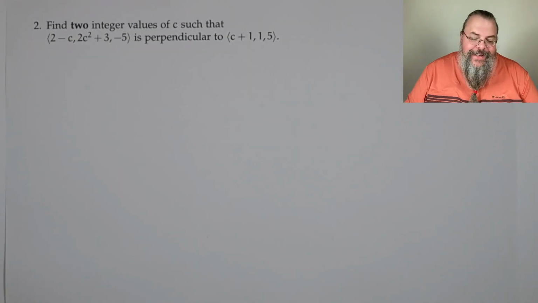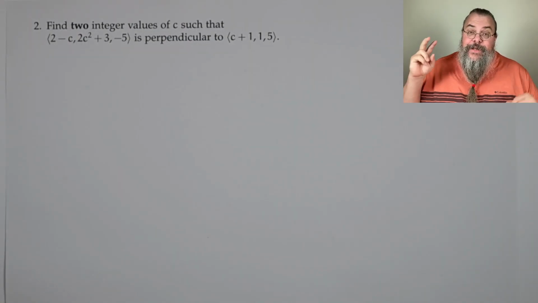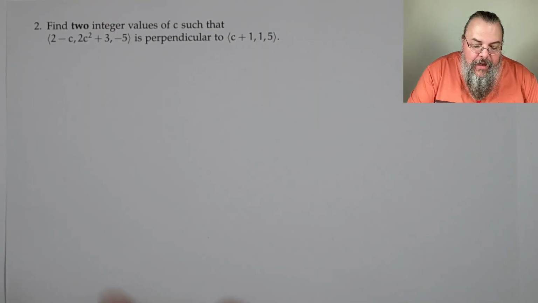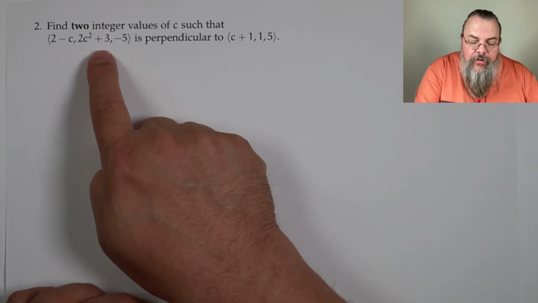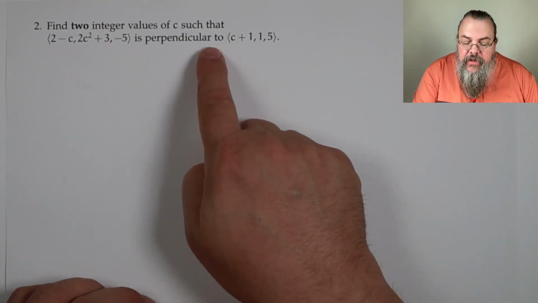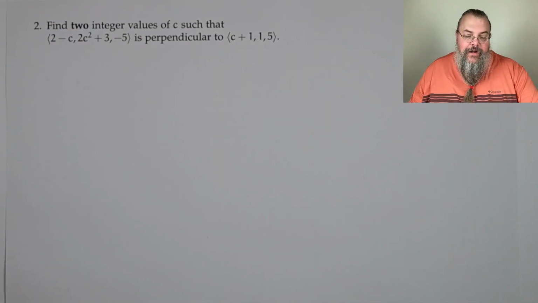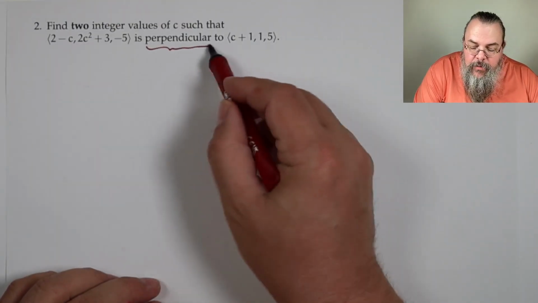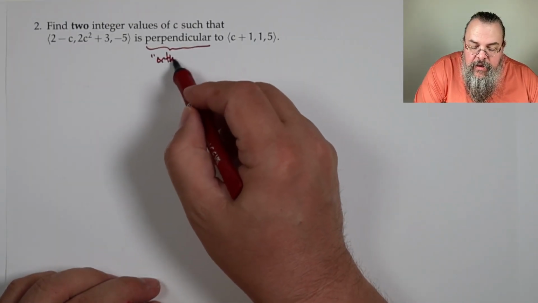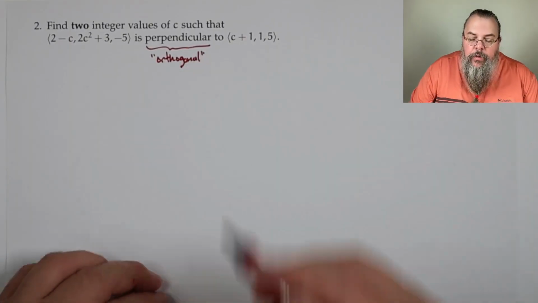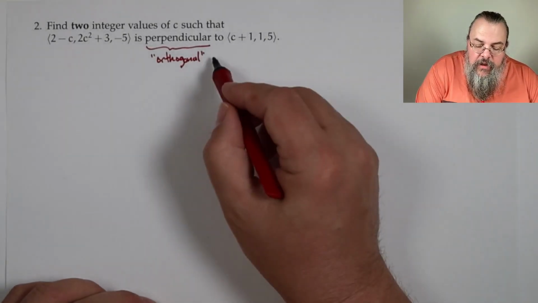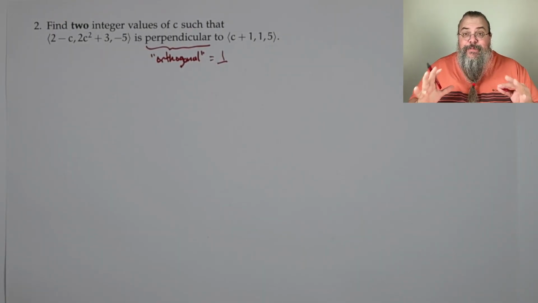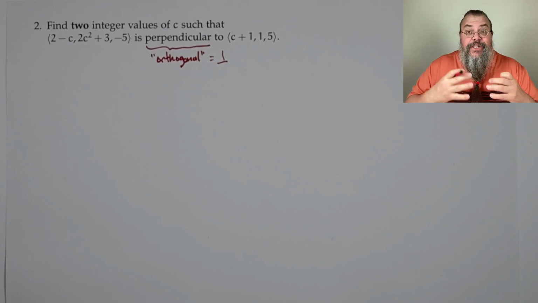Find 2 integer values of c. Wow, first off, we know that there's 2 of them, and we know that they're integers. That's so cool. Okay, such that (2 minus c, 2c squared plus 3, negative 5) is perpendicular to (c plus 1, 1, 5). All right, now, here's a little note. Perpendicular, sometimes we'll use the word orthogonal. And what does it mean? Well, really what we're thinking is right angles. We like things being perpendicular. A lot of cool things come with perpendicularness.